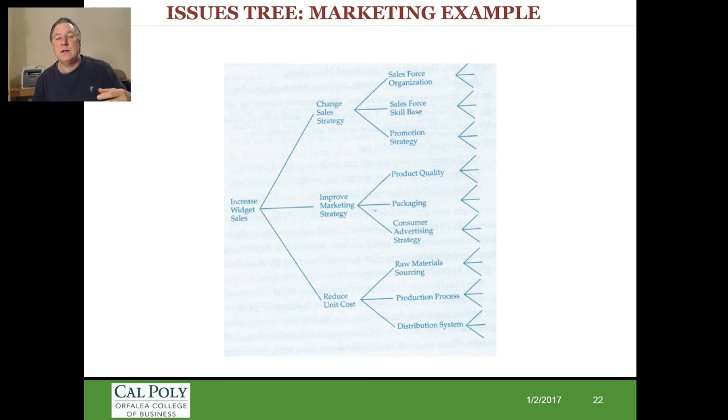Well, if it is unit cost, then you have cost of goods issues and production issues and distribution issues that'll affect your unit costs. But if it's marketing, it could be quality packaging, it could be advertising, the strategy, it could be something in the 4 Ps. And then sales strategy could be the sales force, or the sales force skill base, or promotion. It could be the tools that you're using. So as you can see, very quickly you can expand out. But it gives you a framework, and I really do encourage you to think about this when you think about your marketing problems, to really hone in on what is most critical.